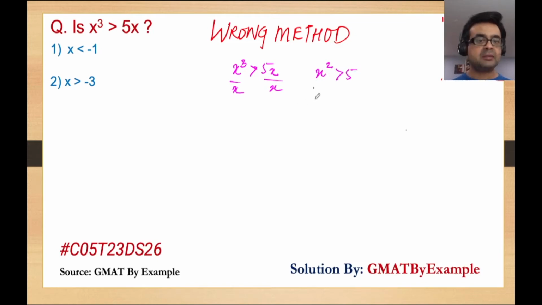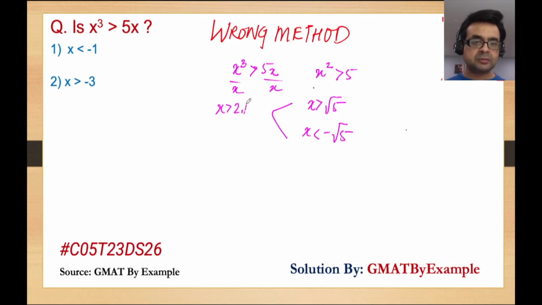And what that means is x would be either greater than root of 5 or x would be less than negative root of 5. Now you can even go a little bit further and denote this as x is greater than 2 point something, or x is less than minus 2 point something. And then you would start looking at the answer choices.